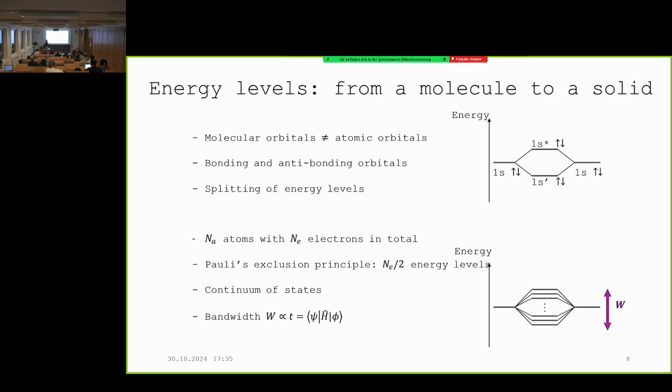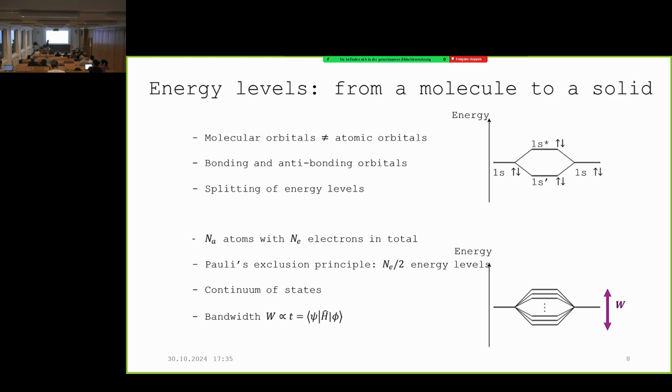But for now, let's talk about what happens in a solid when you have Na atoms and Ne electrons in total. Because of Pauli's exclusion principle, we know that Ne electrons means Ne states. But since in every energy level you can have a spin up and a spin down electron, you'll have Ne/2 energy levels. But still, that means that if you have a finite energy difference and you're trying to put Ne/2 states in it, when you have a solid with Avogadro's number of atoms, you'll have so many states in a finite energy difference. So you'll have something that looks like a continuum.